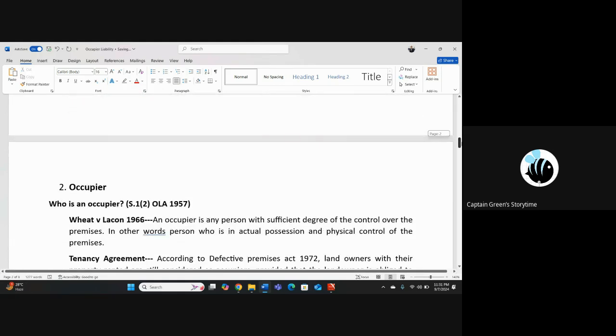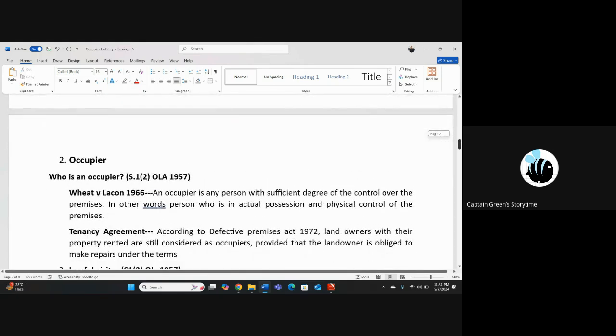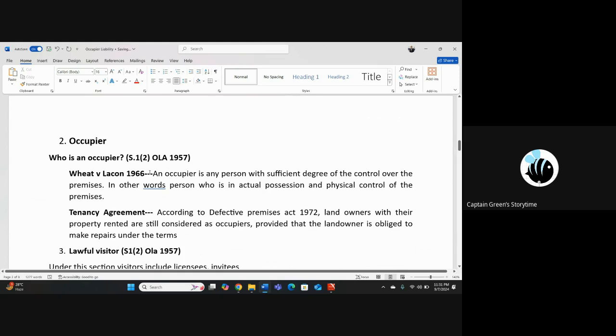Moving on to our next step, which is regarding the occupier. Firstly, we studied what a premise is and which things are included in premise. A ladder is included in premise, a house is included in premise. Now we study who is an occupier of the place, who is the occupier in control of the place. Occupier liability, the person who is an occupier, is dealt with under section 1 subsection 2 of OLA 1957.